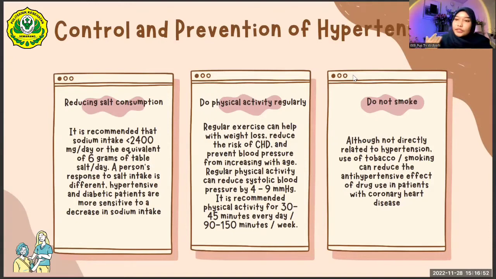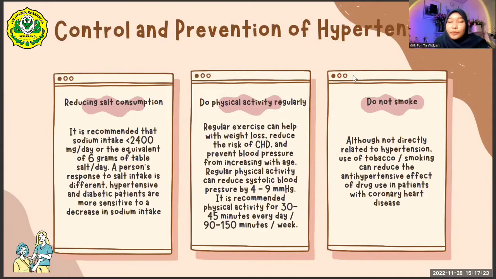The first one is reducing salt consumption. It is recommended that sodium intake be under 2,400 mg per day, or the equivalent of 6 grams of table salt per day. And then a person's response to salt intake is different. Hypertensive and diabetic patients are more sensitive to decrease in sodium intake.